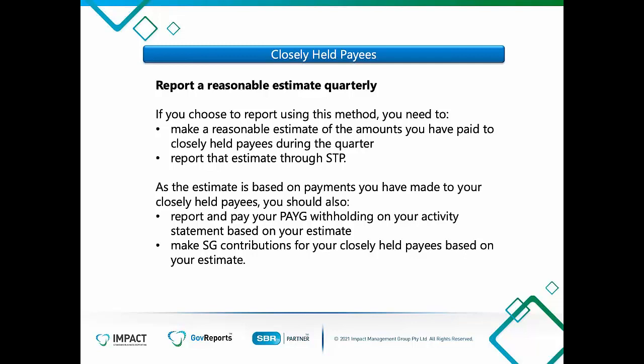The estimate is based on payments you've made to your closely held payees. Report and pay your PAYG withholding on your activity statement based on your estimate, and make superannuation contributions for your closely held payees based on your estimate. And again, that is perhaps an area where closely held people and their entities have not necessarily been making their superannuation contributions in that way.